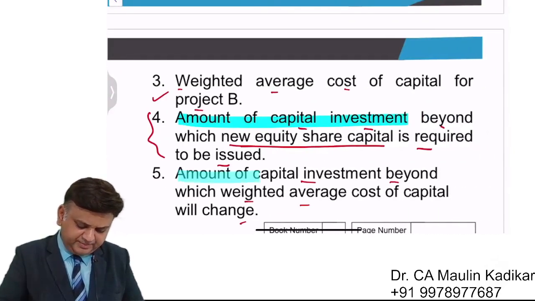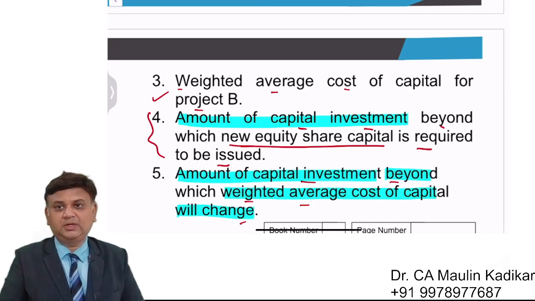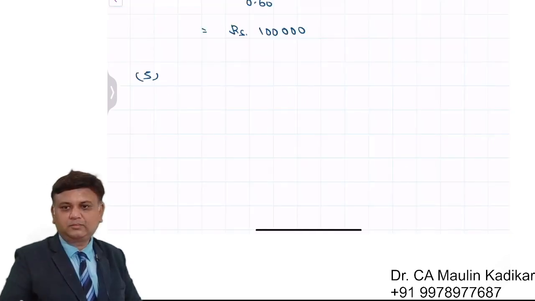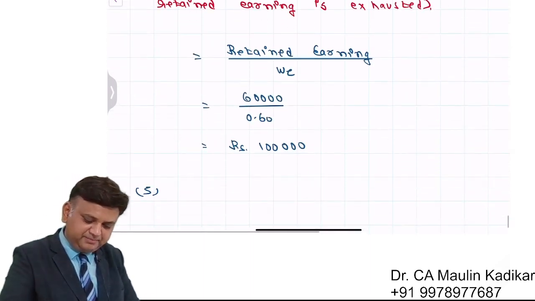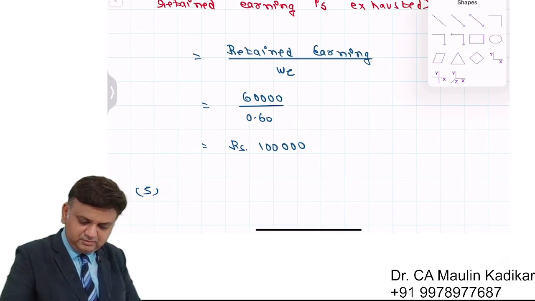Calculate the amount of the capital investment beyond which weighted average cost of capital will change. Please give answer of this question in the chat box. Dear students, the answer won't change. The answer will remain same. 1 lakh.